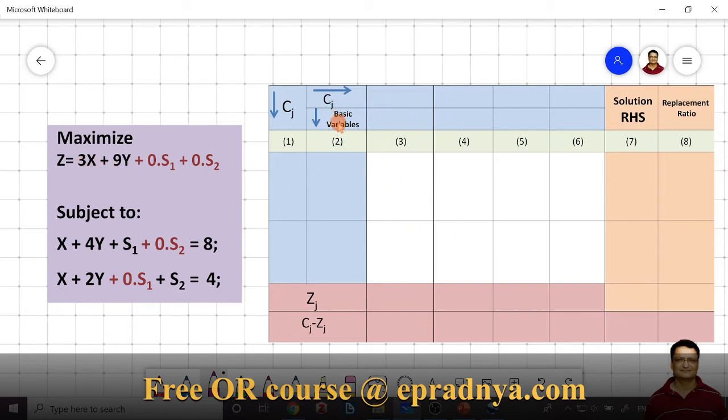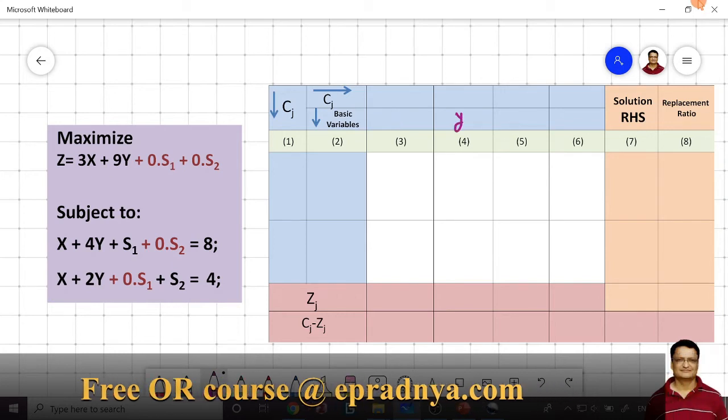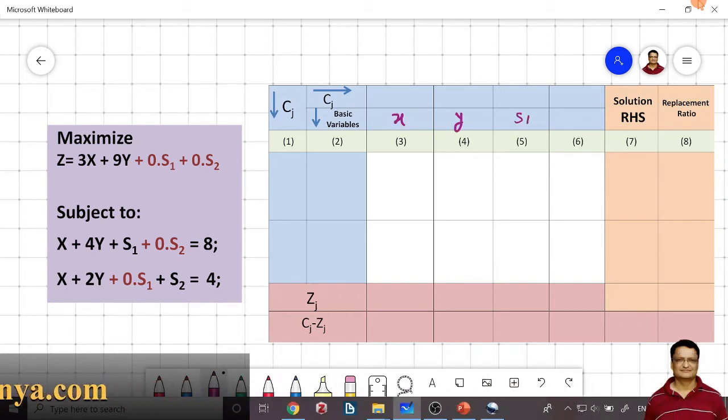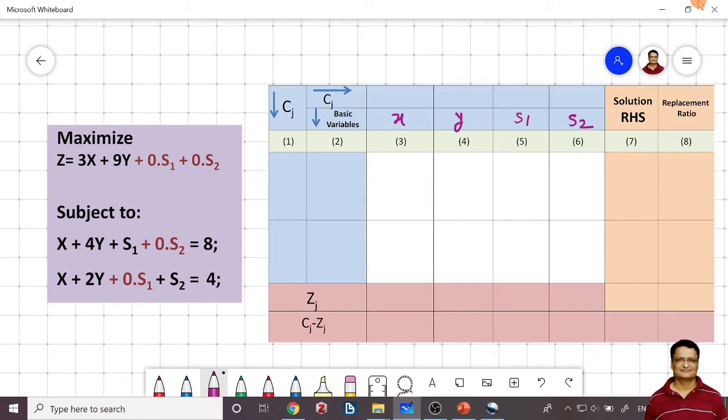So let us fill this table step by step. The first step would be to fill up all the variables of this objective function. We have four variables, so I am writing four variables over here. So here I will be writing x, y, s1 and s2, and I will be writing their coefficients as 3, 9, 0, 0.